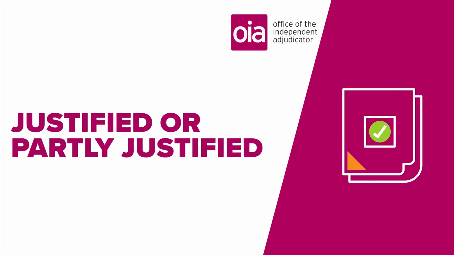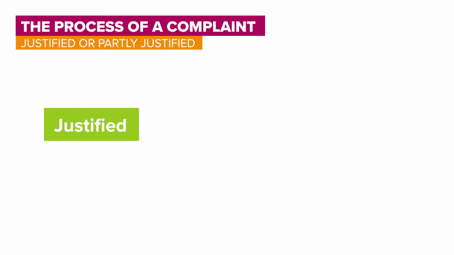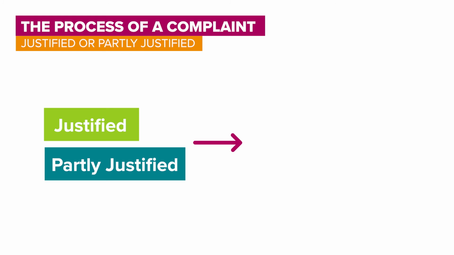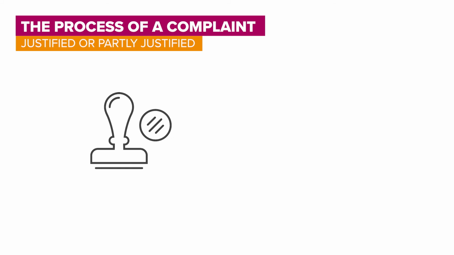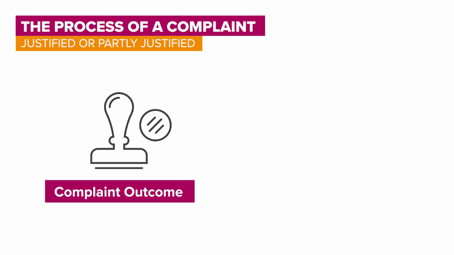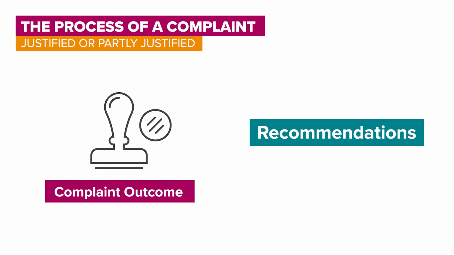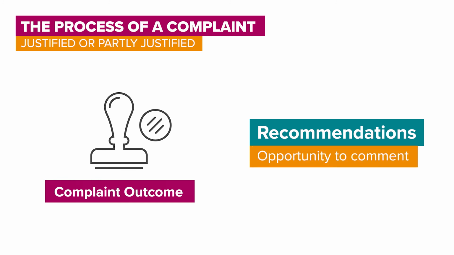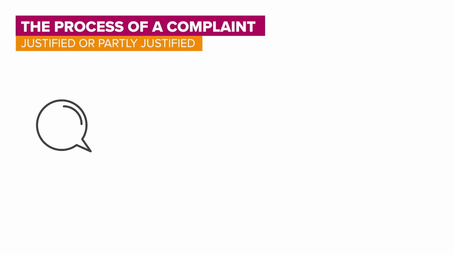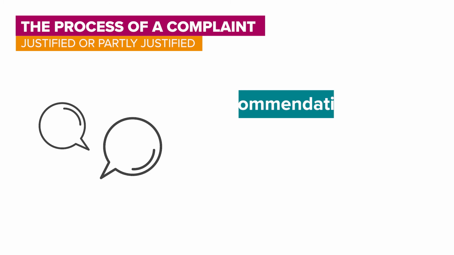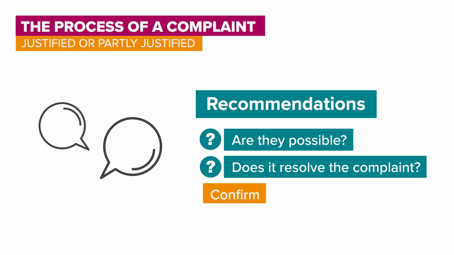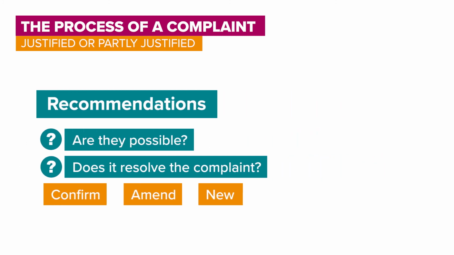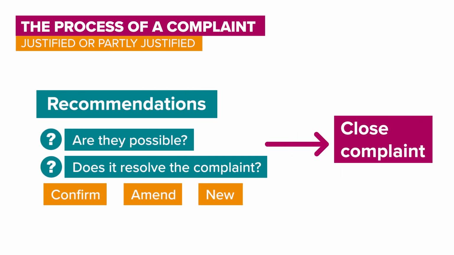Justified or partly justified. If we decide that the complaint is justified or partly justified, this means that we have upheld all or part of the student's complaint. We always explain the reasons for our decision in the complaint outcome. We will also draft recommendations to put things right, which the student and the provider will have the opportunity to comment on. When we have considered any comments from the student and the provider about whether the recommendations will be possible and whether they resolve the complaint, we will then normally either confirm our recommendations, amend the recommendations, or make new recommendations. When the recommendations have been finalised, we close the complaint.